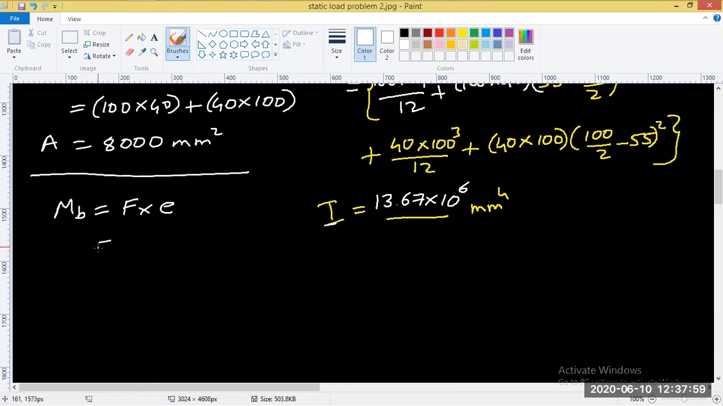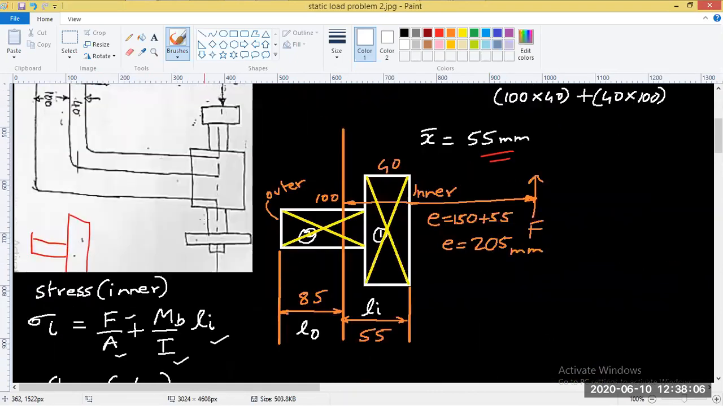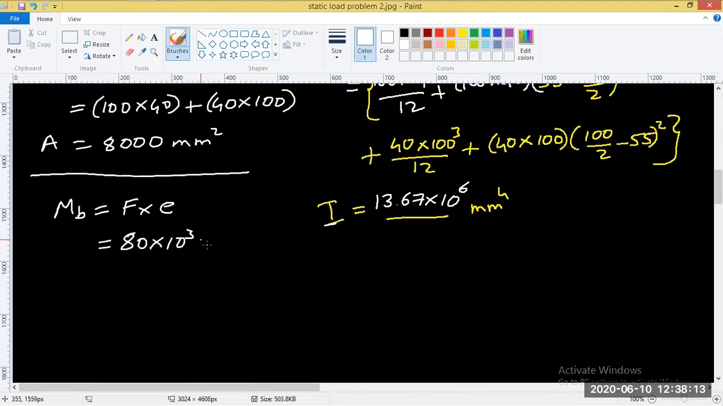Right. So the force we already know, that is 80 into 10 power 3. So 80 kilonewton was given, right? Check out the question. So 80 kilonewton is the force being applied into the eccentricity of 205. Right. So let's calculate this. 80 into 205, I'm getting 16.4 into 10 power 6 Newton mm. So this is the bending moment.